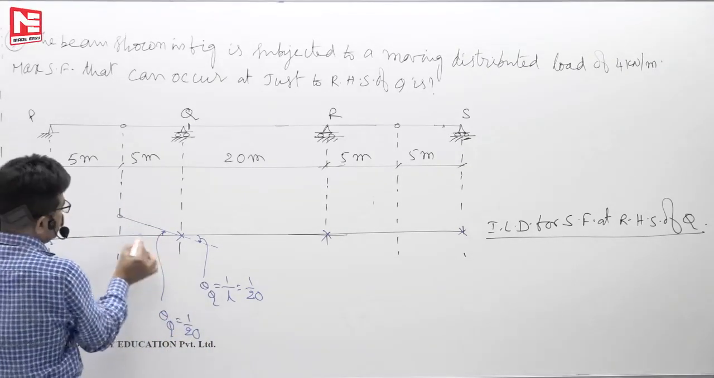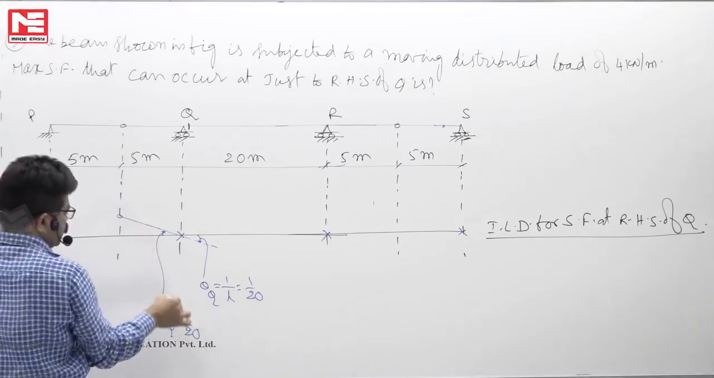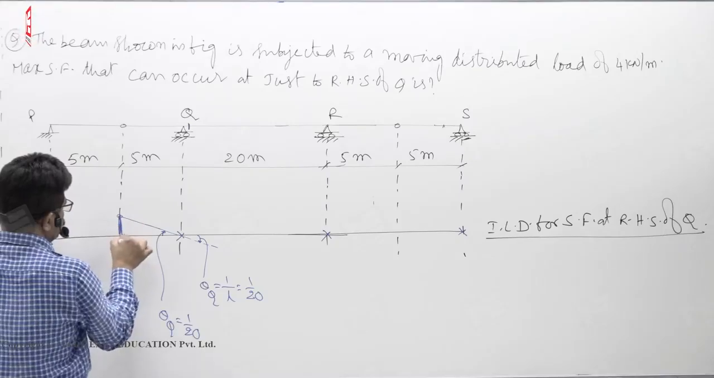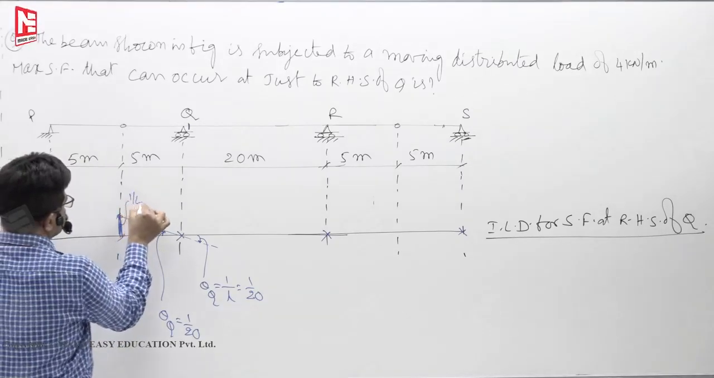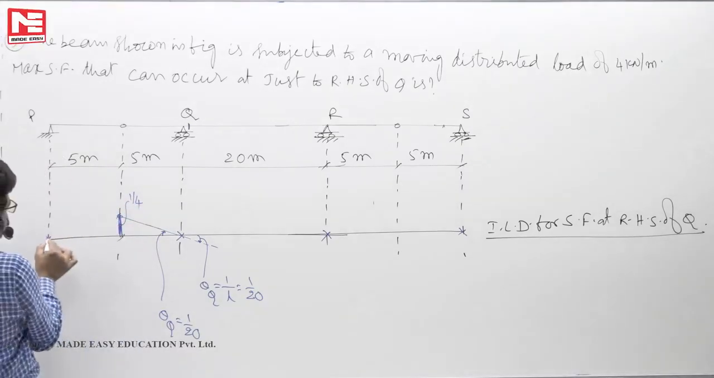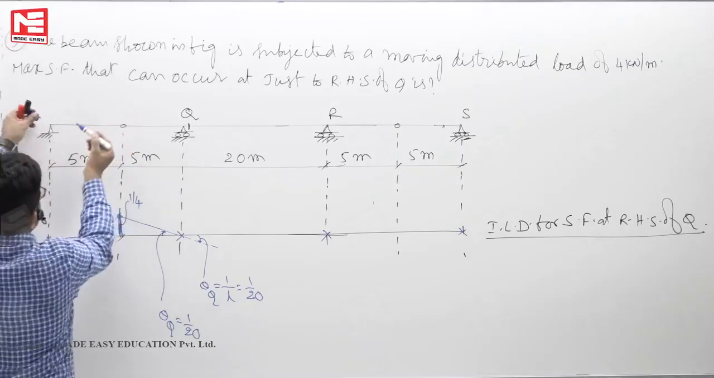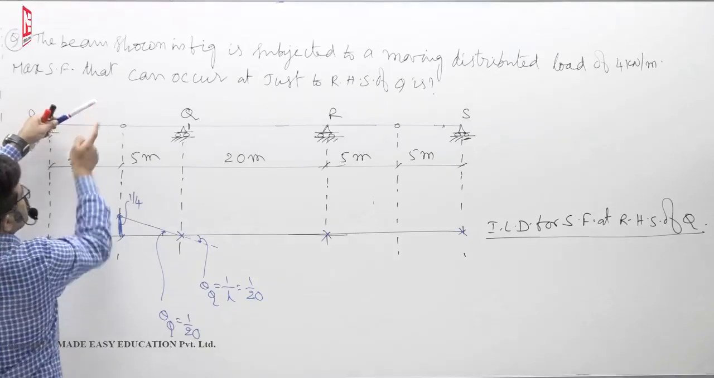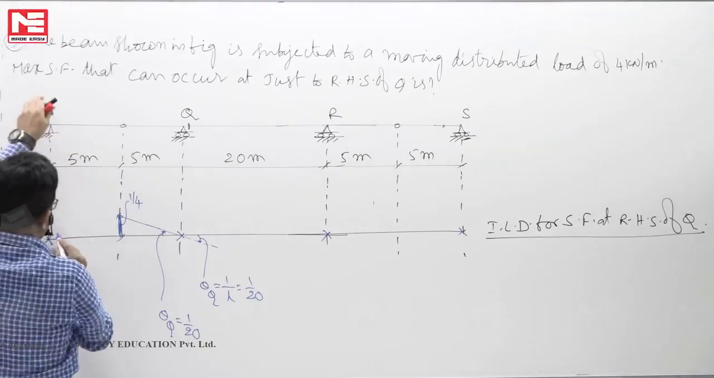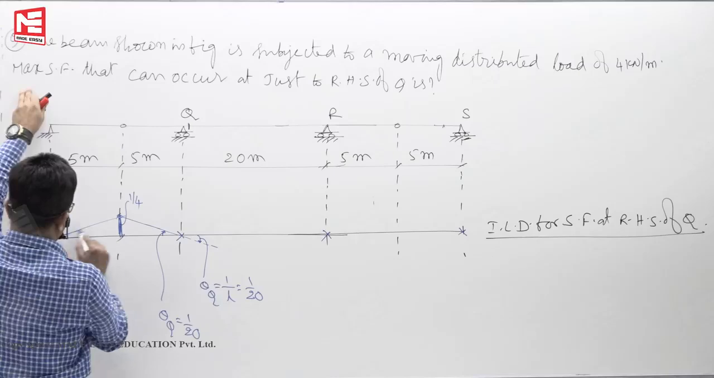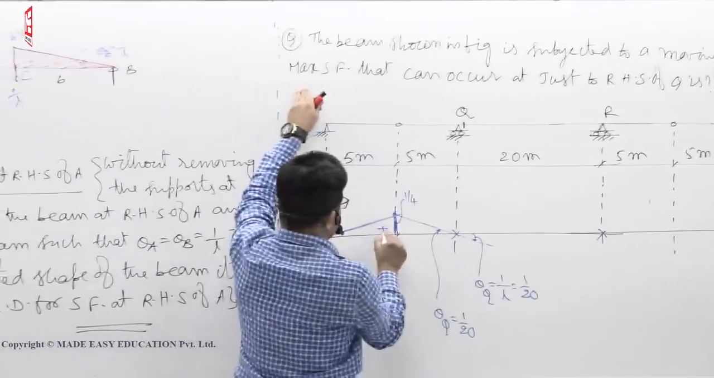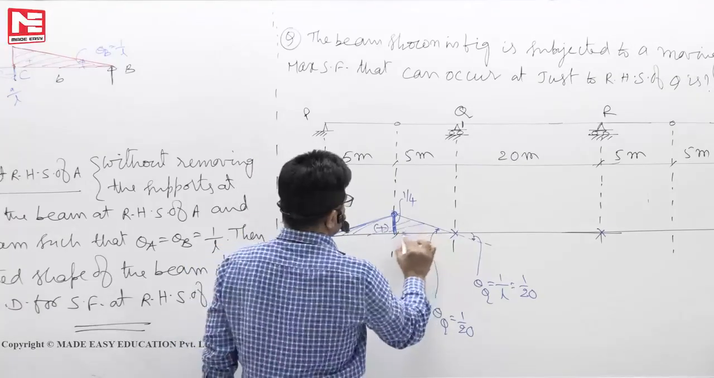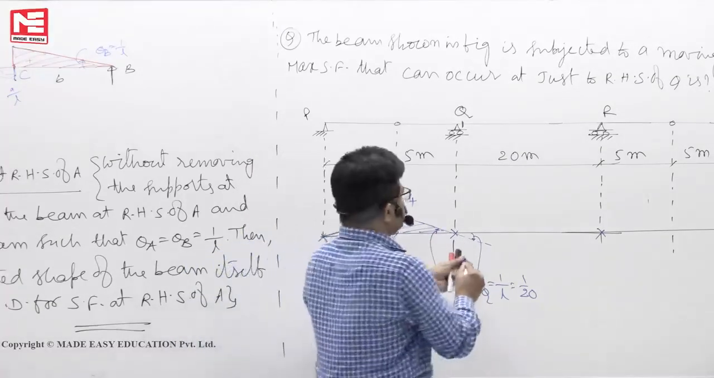So 1 by 20, this length is 5 meters. So 1 by 20 into 5, this value is 1 by 4. Having found 1 by 4, if this goes up, because of the floating hinge, P will remain as it is, and simply it goes up like this. So you join this, plus, so the left portion is over now. So theta Q, then forget about it.